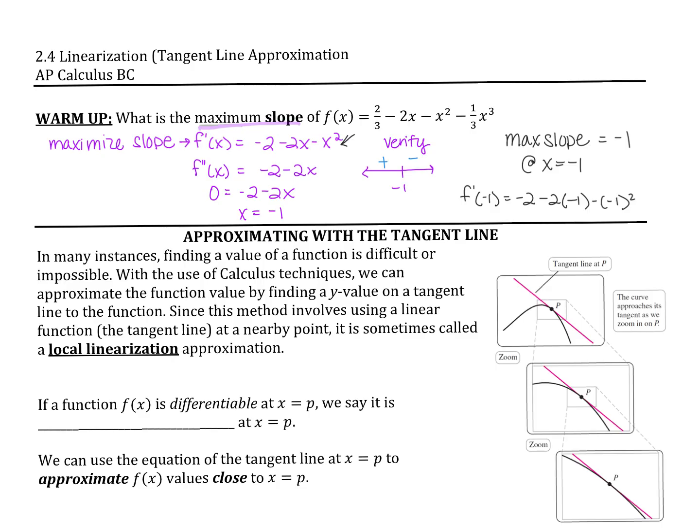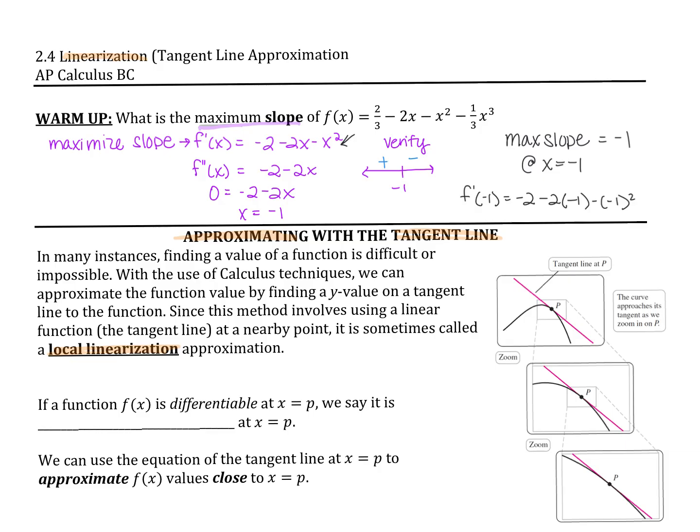All right, the concept that I want to talk about today is linearization. And linearization can actually go by several different names. You may hear it called a tangent line approximation. You may hear it referred to as local linearization. You may even hear it referred to as approximating with the tangent line. So those are the three main phrases that you could hear in an AP question.